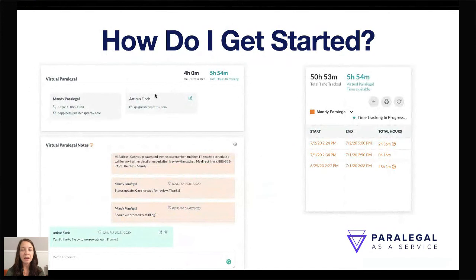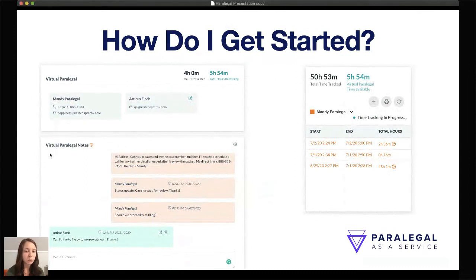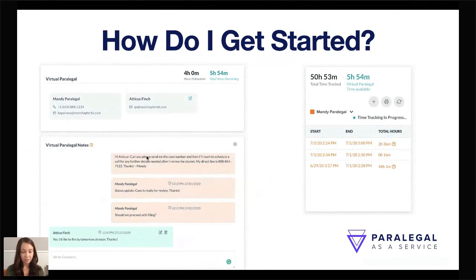So it's automatically gonna track the paralegal's time. They can come in here and put updates for what they've done in that amount of time. And then under the virtual paralegal notes, this is great too, because you're going to be able to communicate back and forth with the paralegal. Now, with that being said, we still highly encourage talk outside of just messaging too.